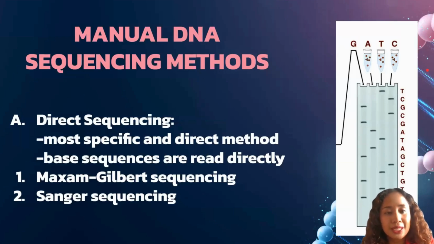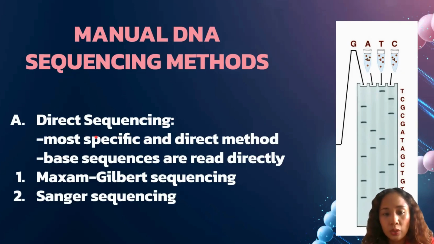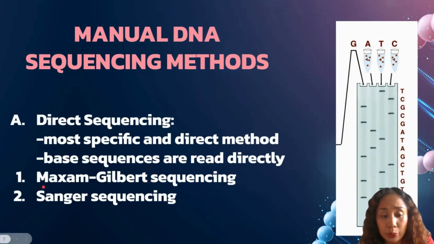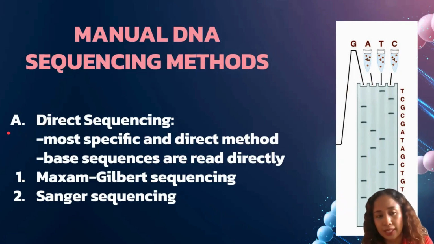First, we're going to discuss the manual DNA sequencing methods. When we say direct sequencing, it's really direct. It's the most specific and direct method. You read the base sequence directly. To read the sequences, they use gel electrophoresis, and whichever migrates first is the first nucleotide in the DNA sequence. Anyway, we'll talk about it more later. We'll talk about Maxam-Gilbert sequencing, then Sanger sequencing. Just to note, my source is Buckingham for this manual DNA sequencing method.